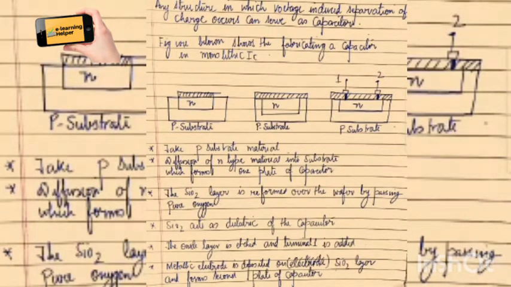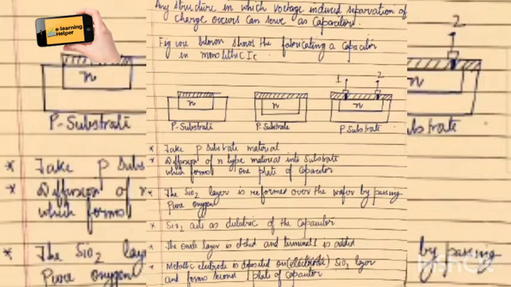Now, what is a capacitor? Any structure in which voltage-induced separation of charge occurs can serve as a capacitor. When you apply some voltage, there is an induced separation of the charges. For example, the positive and negative charges are separated due to the application of the voltage. That is called a capacitor.